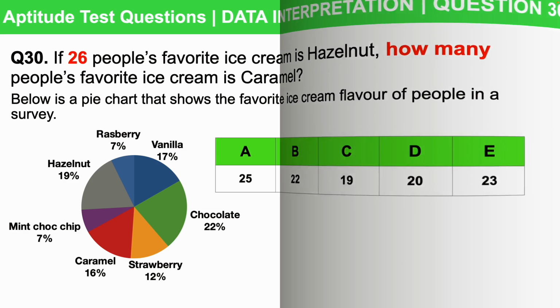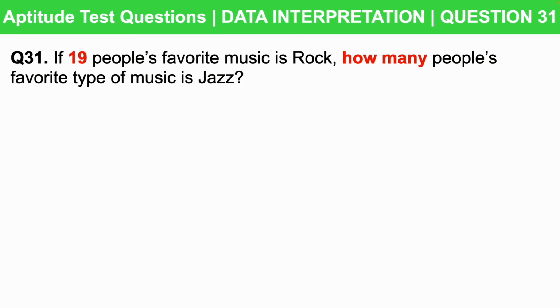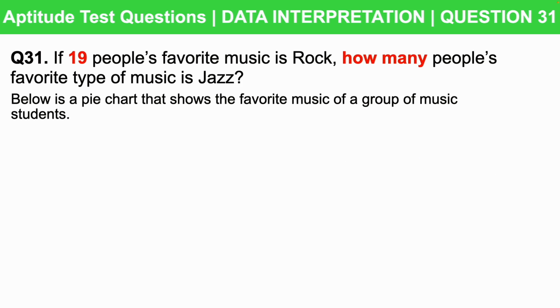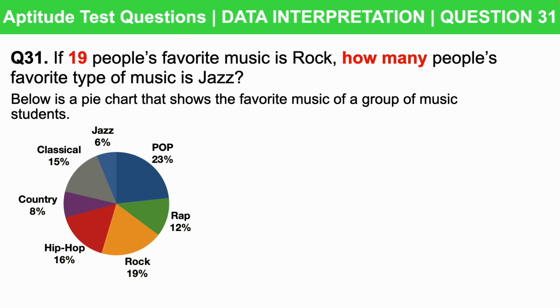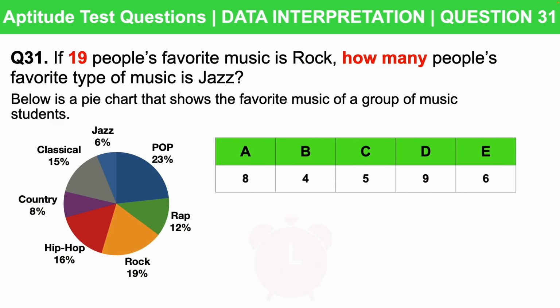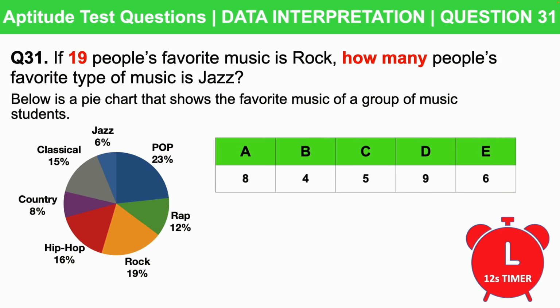Okay, let's take a look at another one. If 19 people's favourite music is rock, how many people's favourite music type is jazz? Below is a pie chart that shows the favourite music of a group of music students. Here's that pie chart. Here are your answer options. You have 12 seconds to work this out, starting now.